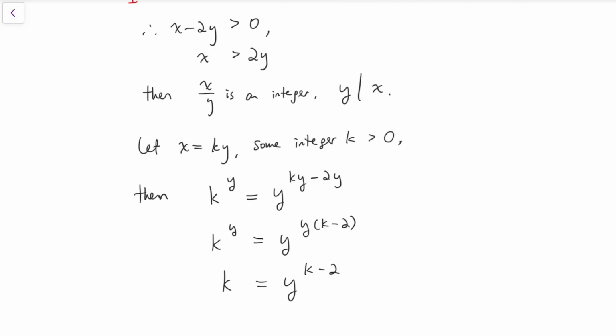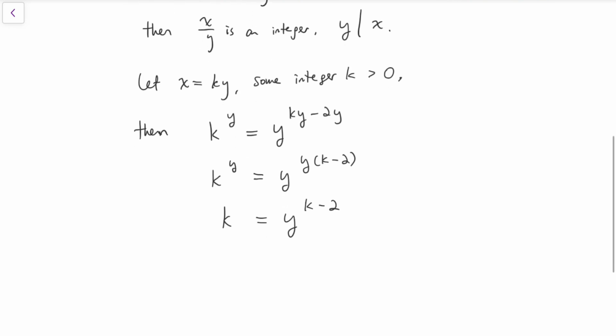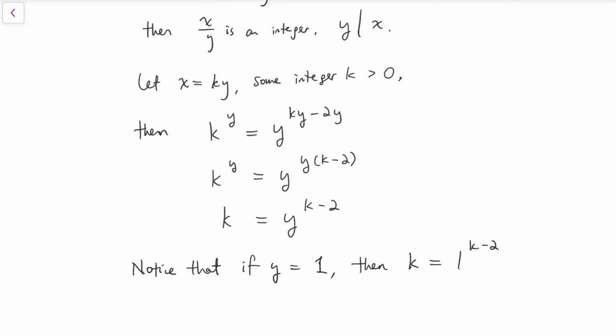So to write this out rigorously, not just saying the idea, we have to establish some bounds on the variables that we are dealing with at the moment, which are k and y. So firstly, for y, actually it cannot be 1, because if y is 1, then k will be equal to 1 to the power k minus 2, and it also has to be 1.